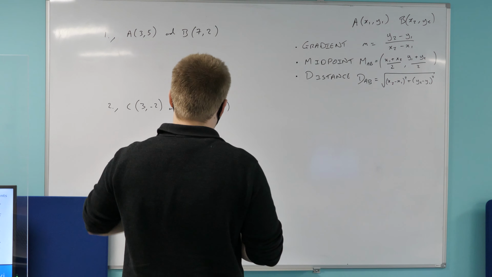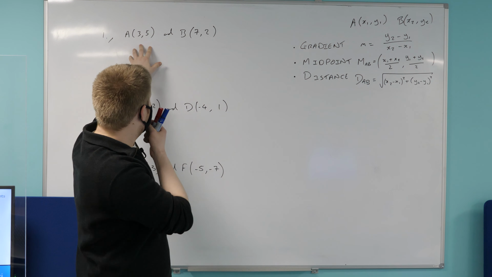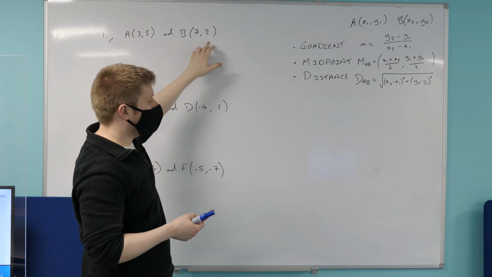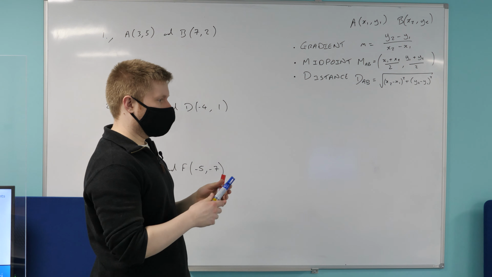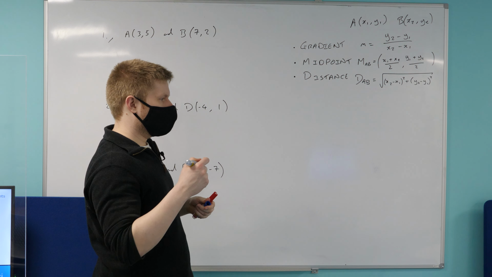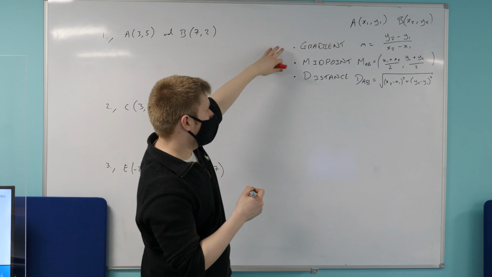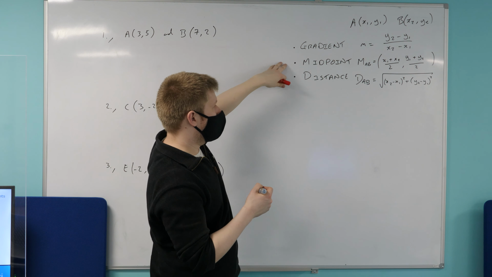Okay, so for the first one, we've been given 2 points. We've been given A is (3,5) and B is (7,2). You need to find a gradient, midpoint and distance. Which one have you done first? Okay, so have you done gradient, midpoint and distance first? You've done them in that order?